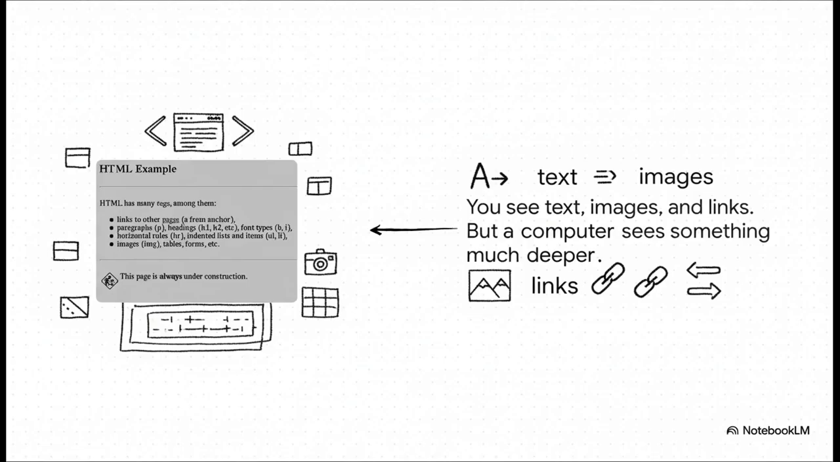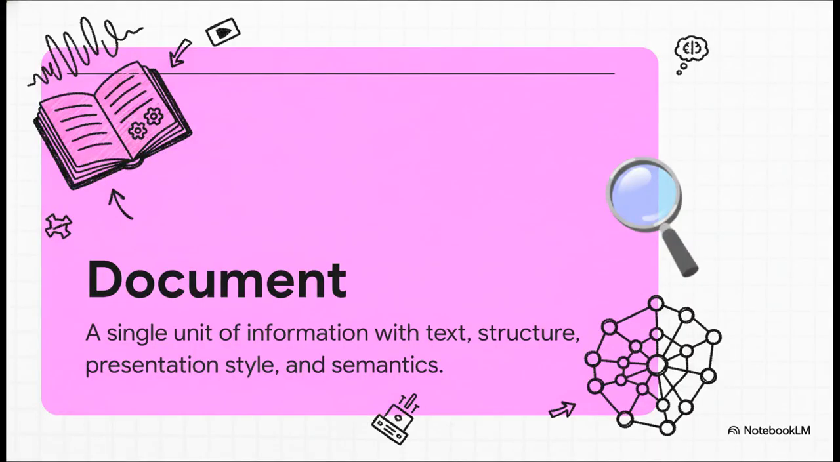Before any of that can even show up on your screen, the computer has to read the architect's blueprint. And in the tech world, specifically in information retrieval, we call this whole package a document. But a document isn't just the text, not by a long shot. It's really four things all rolled into one. The words themselves, yeah, but also the structure holding them together, the style that makes it all look good, and crucially, the semantics, the meaning behind it all.